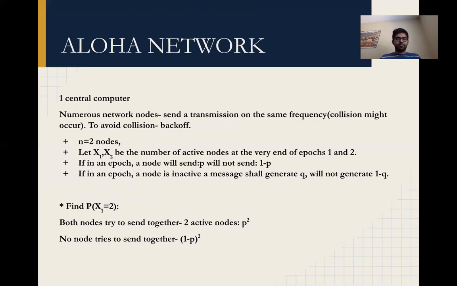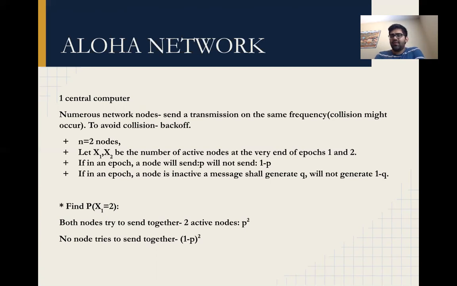What else? We call a node active if it has a message to send, okay? So the question was, what is the probability that, so one more thing. X1 and X2 are the number of active nodes at the end of epoch 1 and epoch 2. Epoch is just the time slot. So what is the probability that X1 is equal to 2?